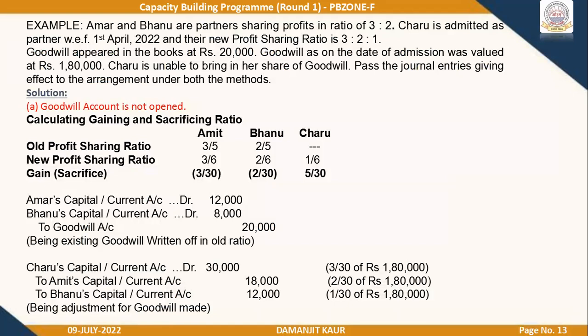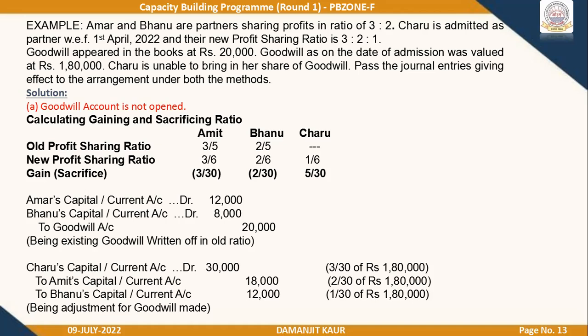example. Let's have a look at the example. Amar and Bhanu are partners with the ratio 3:2 and Charu is admitted as a partner. The new ratio they decide to be 3:1. Goodwill appeared in the books at rupees 20,000. This is existing goodwill, so the very first thing we have to do is write off this existing goodwill. Further, goodwill as on the date of admission was valued at rupees 1,80,000. Charu is unable to bring in her share of goodwill. You are to pass journal entries giving effect to the arrangement under both the methods.